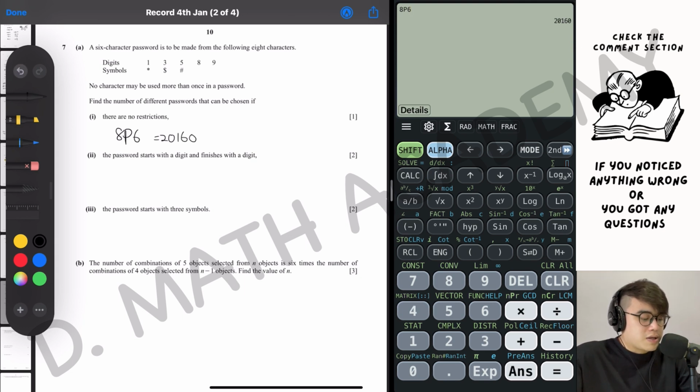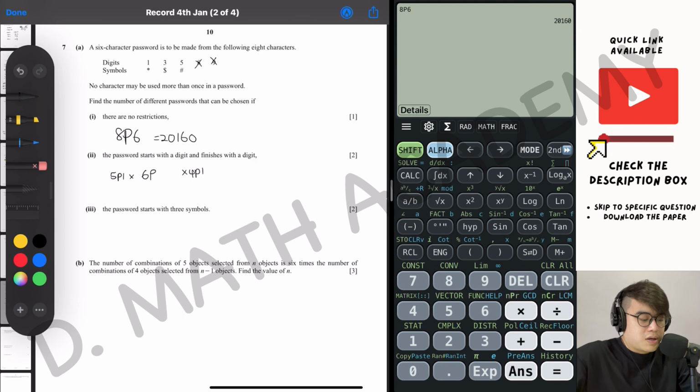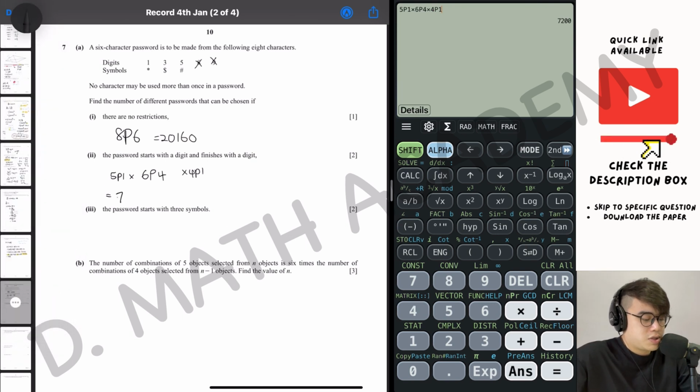Section 2, they say it starts with a digit and finishes with a digit. So 5P1 at the front, and then 4P1 at the back. So after, let's say, 2 digits taken out were 8 and 9, I will have 6 digits left, combining with the symbols, and I only need 4 of them. So I'm putting 4 here. Then this should get me the result. So the 5P1 is what I took from the digits at first. 6P4 is the remaining values that I can use, and 4P1 is this. So you get the final answer as 7,200.